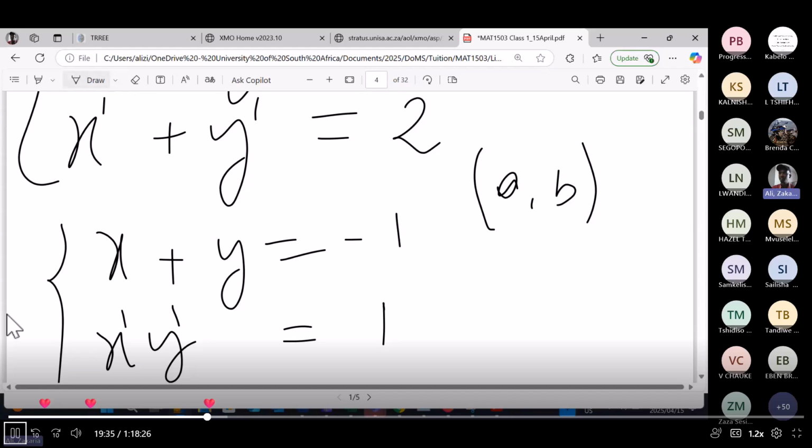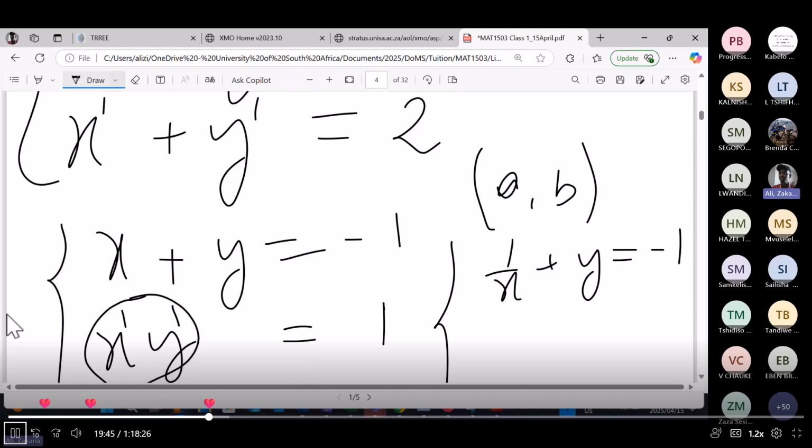In a similar fashion, if you have another system, let's say 1 over x plus y equal to, let's say, minus 1. This is another version of this one, right? If you do the cross multiplication, or take the common denominator by taking x around, you will see that you end up having xy. So basically it's another form of this one.